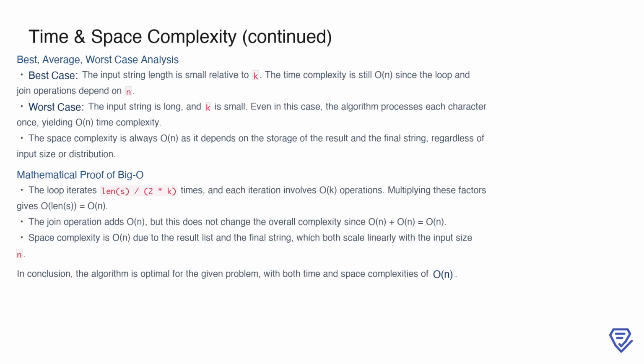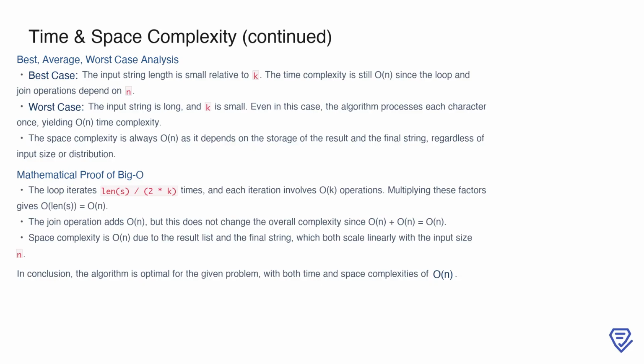When analyzing the best, average, and worst cases, the algorithm maintains consistent behavior. In the best case, if the input string is small relative to k, the time complexity remains O(n), because the loop and join operations still scale linearly with the size of the string. In the worst case, if the input string is very long and k is small, the algorithm still processes each character only once, ensuring the time complexity is O(n). Similarly, the space complexity is always O(n), since it depends on storing the result list and the final string, which both scale linearly with the input size.